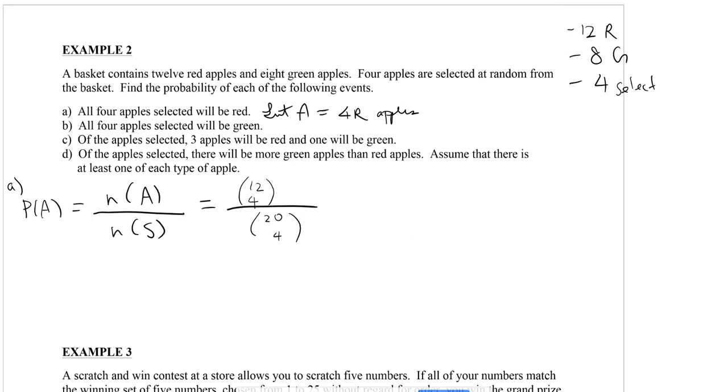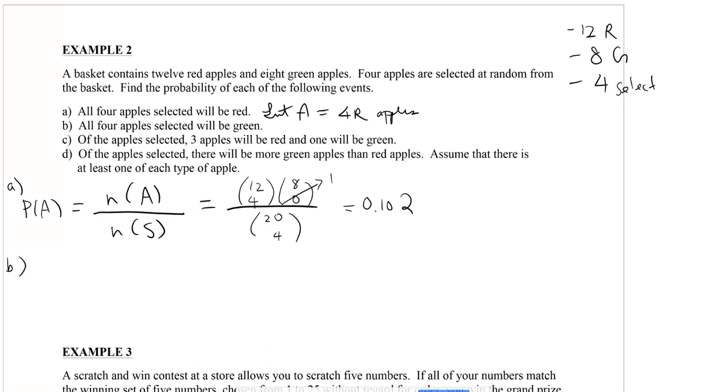And remember, do I have to choose any greens? Not really. So you know what? I'm not even going to bother with the green apples at this point. Because, well, okay, fine. You can put 8 choose 0 for the greens, but that really amounts to 1, as we saw in example 1. If you do this using your calculator, it gives me 0.102.